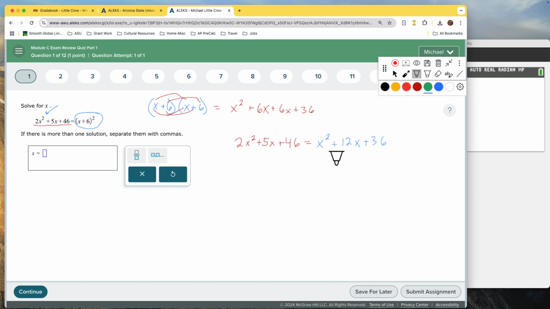And now whenever we have a quadratic, the way we want to solve it is get everything to one side and 0 on the other. So let's move everything from here over to there. We do that by subtracting x squared. We're going to subtract 12x. We're doing the opposite. Had one of these been negative, we would have added. Okay, so we're subtracting 36. Whatever we do to one side, we have to do to the other side.